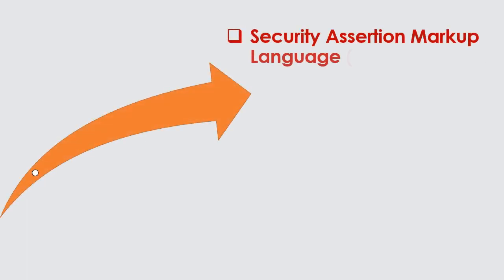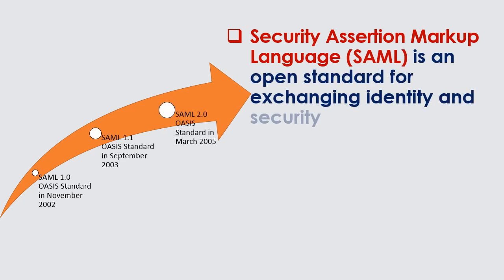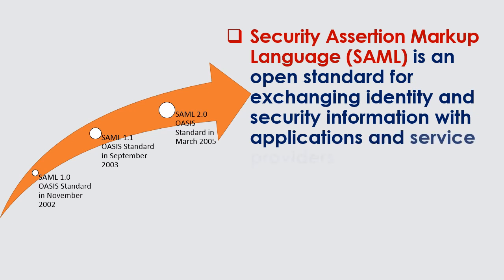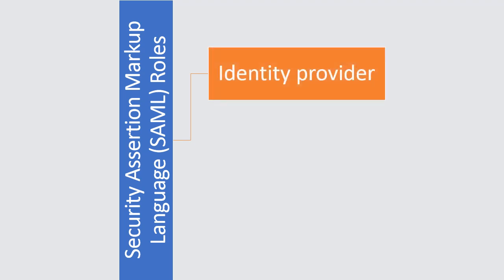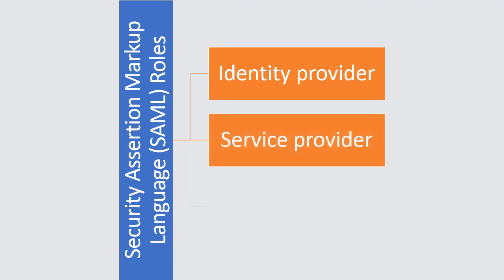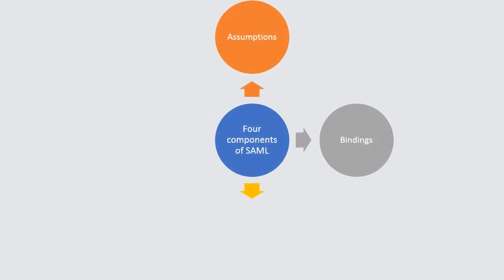Security Assertion Markup Language, SAML, is an open standard for exchanging identity and security information with applications and service providers. SAML roles are: Identity Provider, Service Provider, Subject or Principal. Four components of SAML are: Assertions, Bindings, Protocols, Profiles.